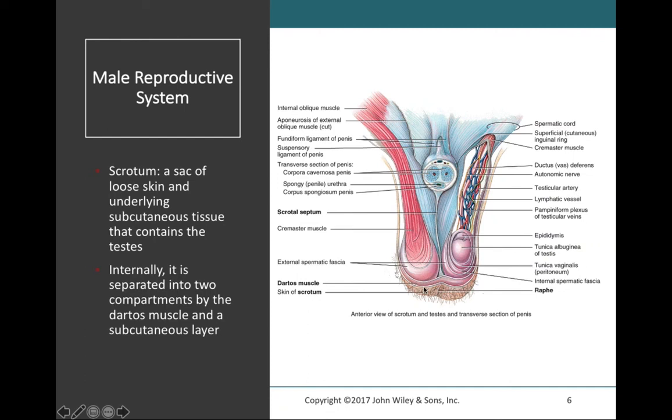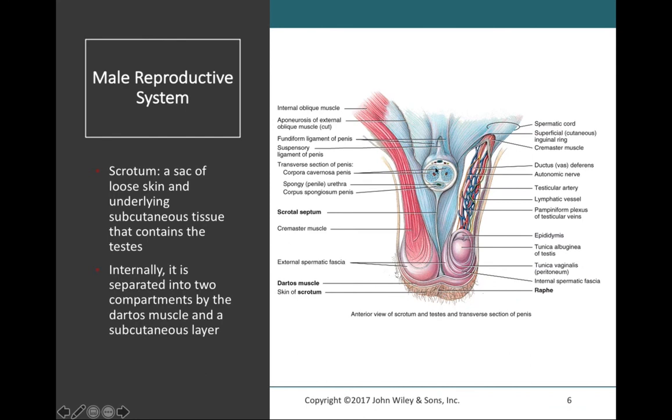So you can really see in this picture how involved the scrotum is and how many important structures can be found in this. Now up here, we also have the penis, which is transversely sectioned. What I want you to focus in on here is the 2 corpora cavernosa on either side. These will fill with blood to lead to an erection, and the corpus spongiosum, which can be found here, will contain the spongy penile urethra.